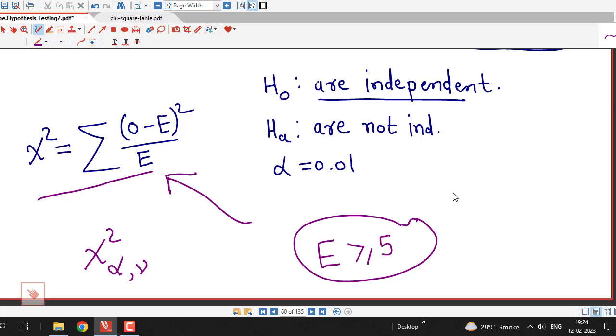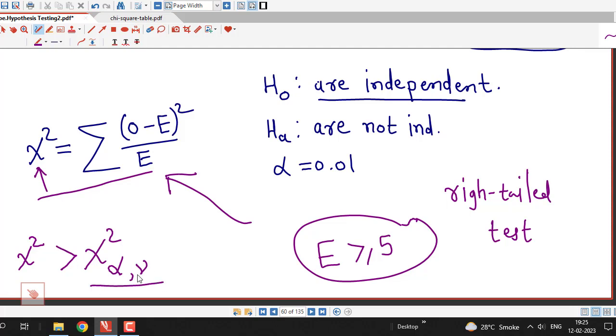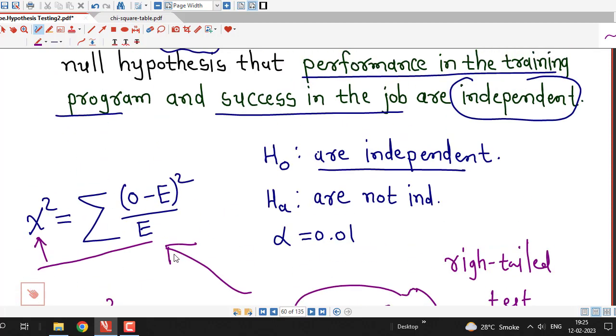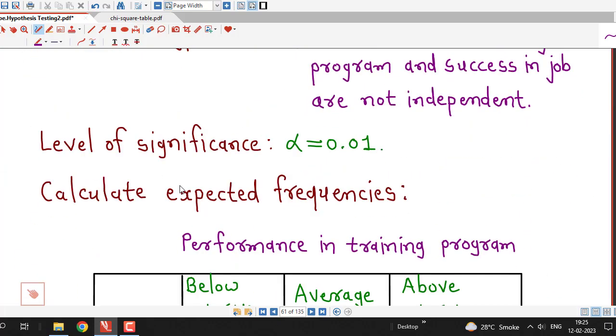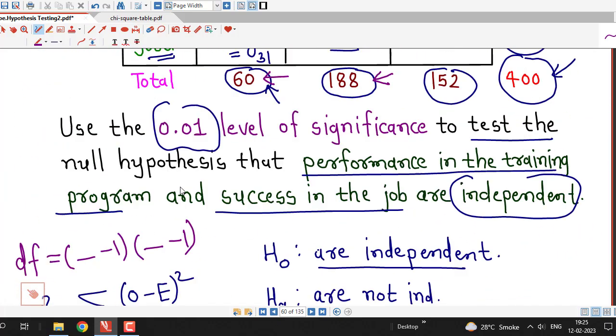And remember, here also we will always have a right-tailed test, as in the case of goodness of fit test. So we will reject the null hypothesis if the calculated value of the test statistic is greater than the chi-square critical value at given level of significance and given degrees of freedom. Number of degrees of freedom will be equal to number of rows minus 1 times number of columns minus 1. So this is all about this chi-square test of independence.